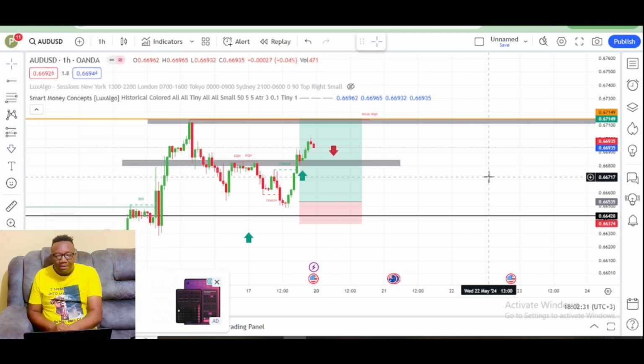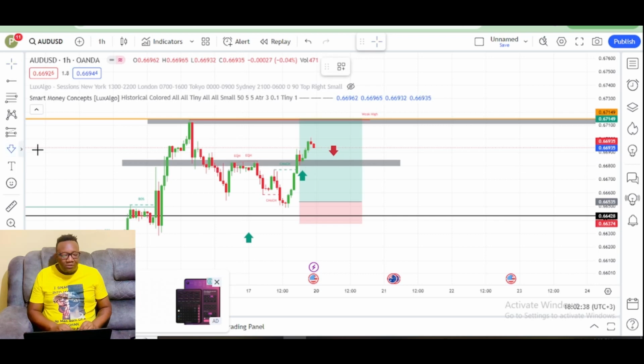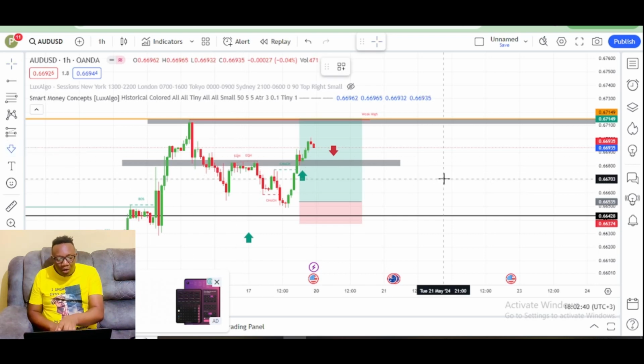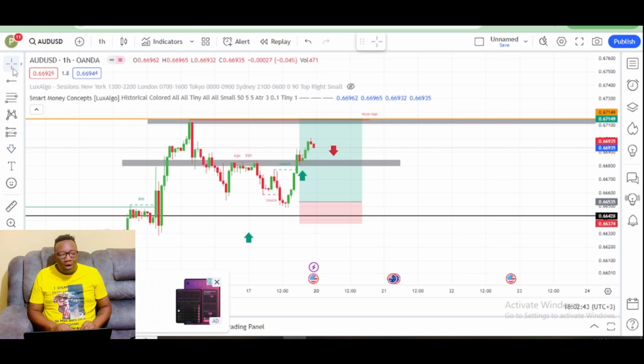You see, this is what I will look for. This is called price action. You wait for the market to stay above or break below. Once it breaks below, you know now what we're looking for.